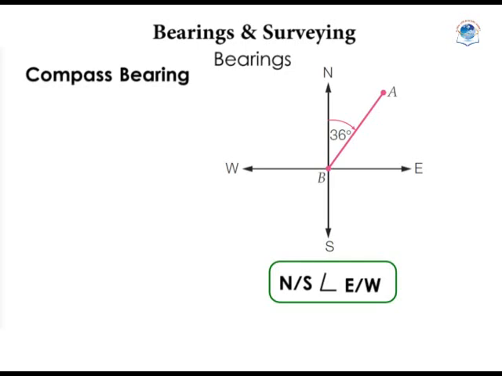If you want to give the compass bearing of A, the first thing to think is, is it towards the north or south? Or is it closer to north or south? And the answer is north. So you write north. Next is the angle. How many degrees from north? It's 36 degrees. So you write 36 degrees. Finally, from north, is it towards the east or west? It's east, and so you write east. So the compass bearing of A is north 36 degrees east, meaning from north, we turn 36 degrees towards east.